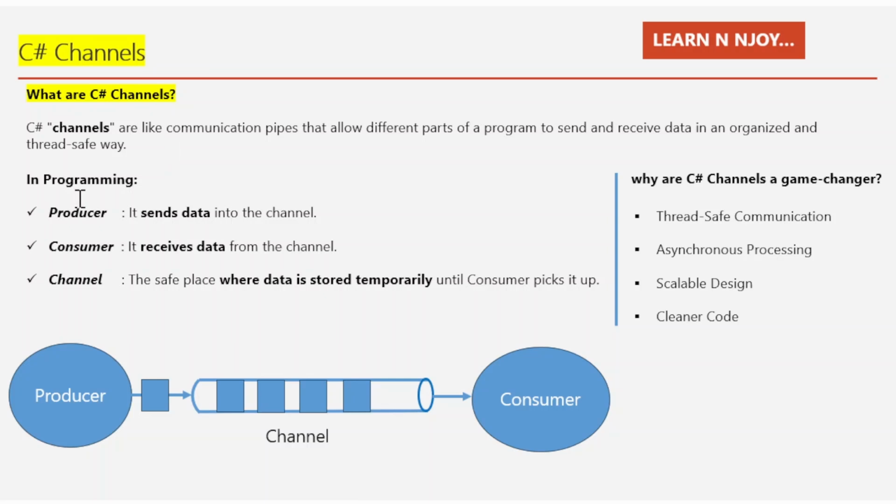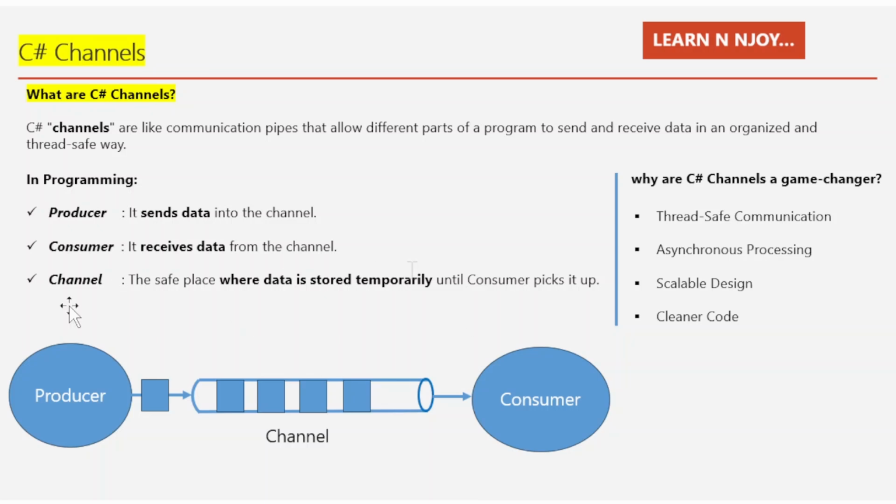Okay, so let's understand it in programming terminology. There are three things we need to consider for implementing C# channels. What are those? Number one is the producer. Producer is the part of your program that sends data into the channel, whereas consumer is another part of your program that receives data from the channel. And channel is the safe place where data is stored temporarily until consumers pick it up. So the channel ensures that multiple producers and consumers can work simultaneously without interfering with each other. It's all about handling the behind the scenes work to enable smooth communication between different parts of your program. This is especially useful in asynchronous programming, where tasks need to communicate without waiting for each other to finish.